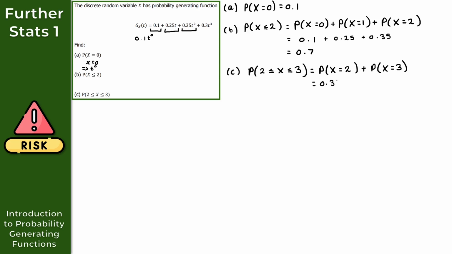So 0.35. Then for this probability here, that corresponds to this term and the respective coefficient of 0.3. So 0.35 plus 0.3 gives us 0.65 there. Okay, and there we have it. So that gives us the solution there to question 2.